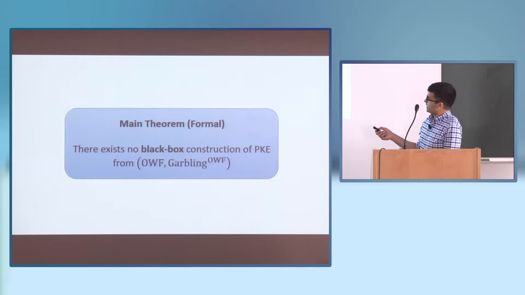So as the main theorem of our paper, we show that you cannot build public key encryption in a black box way using these oracles. One point that I want to mention is that our impossibility result holds even if the public key encryption is not perfectly correct, even if it has a decryption error. Okay, I will talk in a moment about what this impossibility result means, but I want to take questions now. Yes.